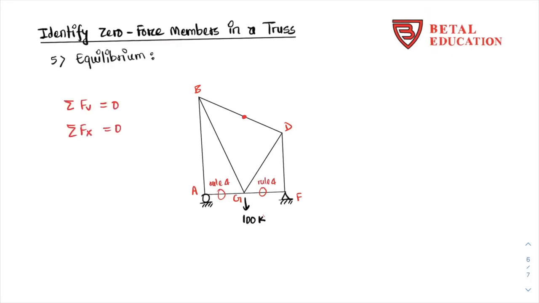Okay, the final rule, rule number 5. Rule number 5 is based on the principle of equilibrium, which is the summation of all horizontal forces is zero and the summation of all vertical forces is zero. For this particular video, we won't need the third moment equilibrium equation. For this example, we can apply this, but we'll see it on example 2.